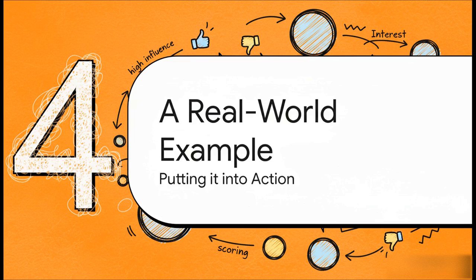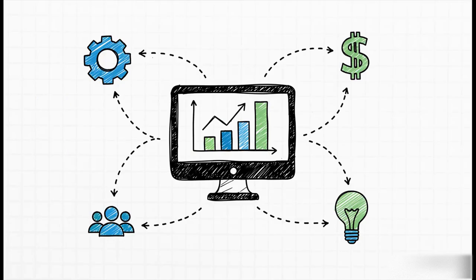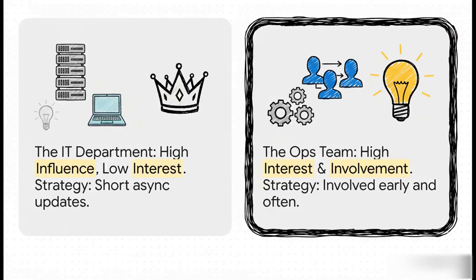Theory is great and all, but let's look at how this actually works in the real world. This is where it stops being just an idea and becomes a tool that solves actual, tangible problems. So, the project is launching a new internal reporting system. A classic scenario, right? You've got multiple departments, they all have different priorities, and it's a perfect storm for stakeholder chaos.